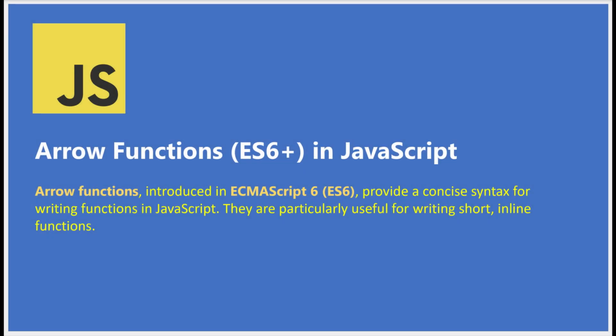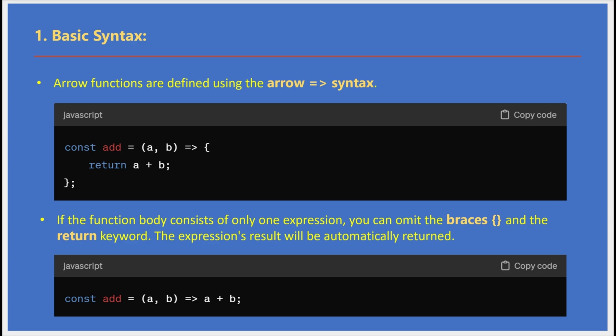Ever wondered about the sleek, concise syntax of arrow functions in ES6? It's a game changer in JavaScript, and today we're delving deep into its intricacies. In the realm of JavaScript, arrow functions, a feature introduced in ECMAScript 6 or ES6, offer a more condensed syntax for creating functions. Their primary advantage shines through when crafting short inline functions.